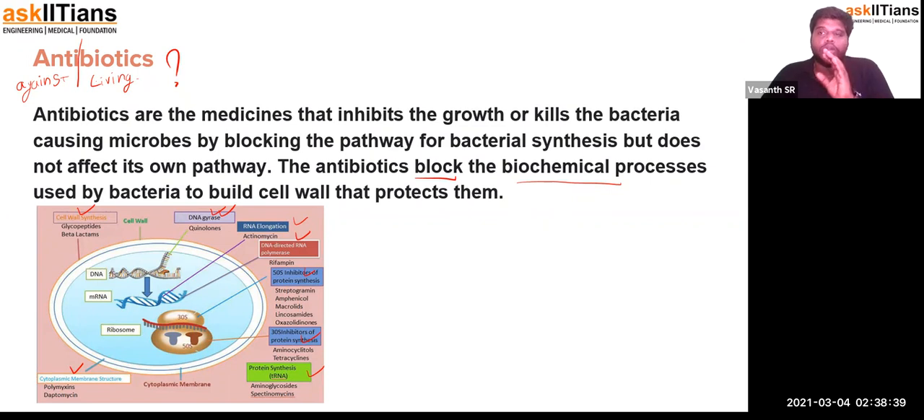So usually you are always taught that it blocks the cell wall synthesis. As a result, the outer protective layer of the bacteria will be gone, and the protection is totally lost. So it is susceptible to being killed or infected or anything. So that is the function of antibiotics usually. Okay, I hope every one of you has understood what antibiotics are.